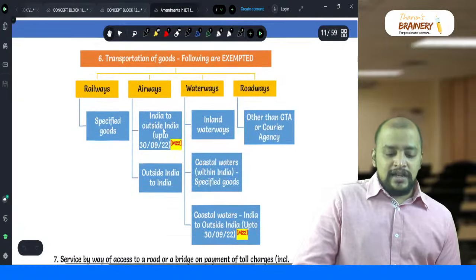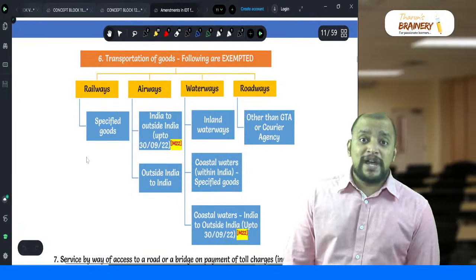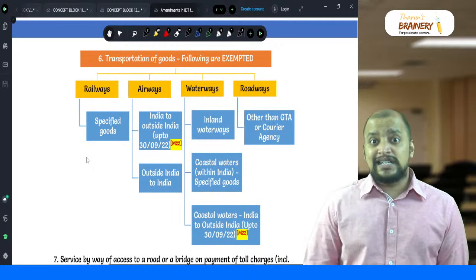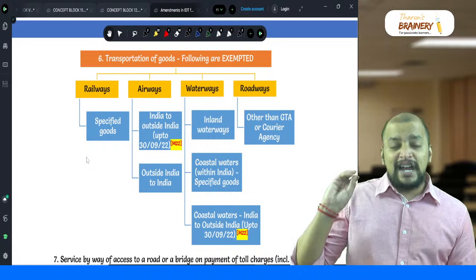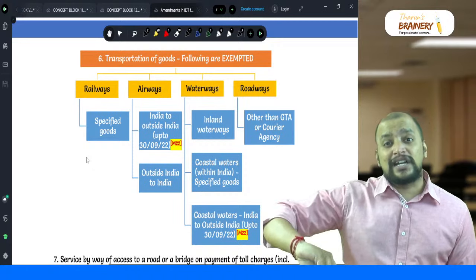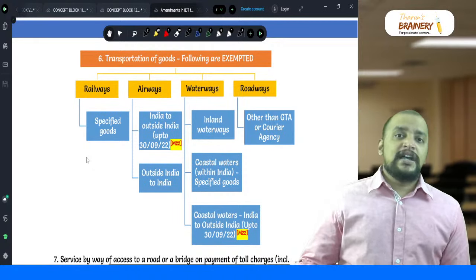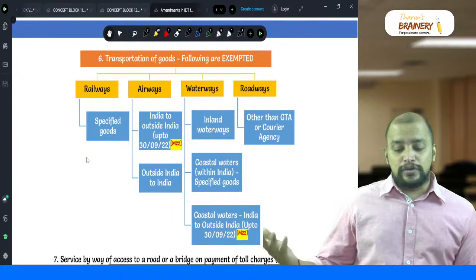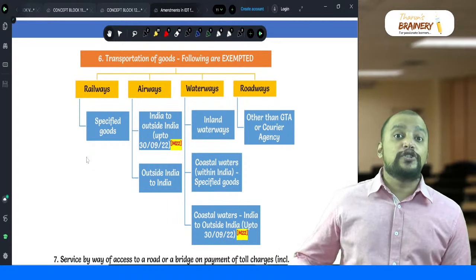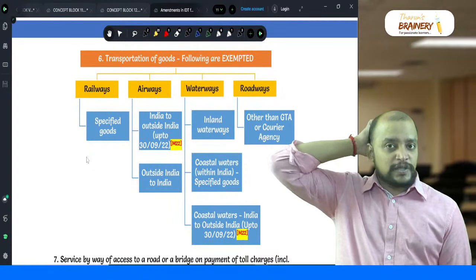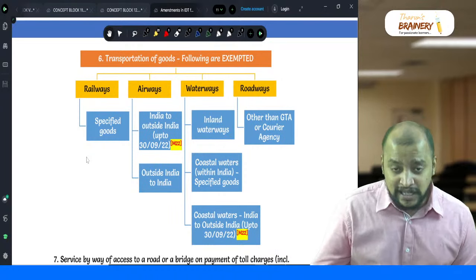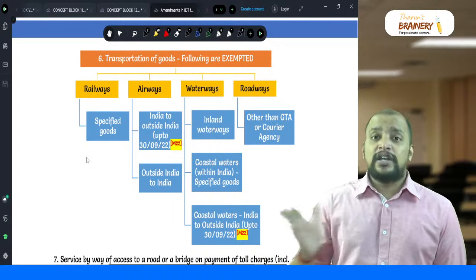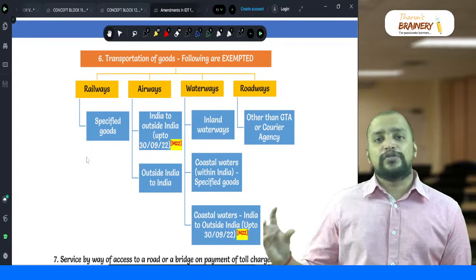Okay. Then next one, transportation of goods by vessel. Transportation of goods by vessel from India to outside India is exempted. Okay. So that exemption is now extended up to 30/9/2022. It was up to 30/9/2021. They extended it for one more year, that is 30/9/2022. In the same way, transportation of goods by airways as well as vessel from India to outside India was exempted up to 30/9/2021. Now they extended it for one more year, 30/9/2022.